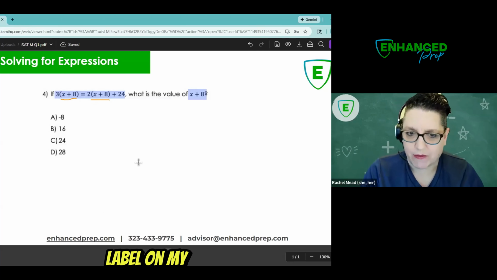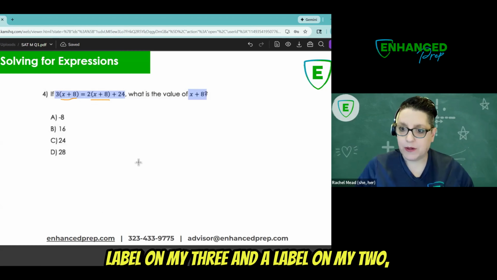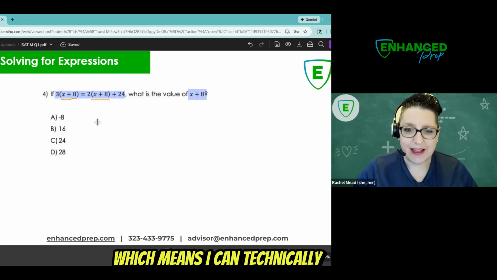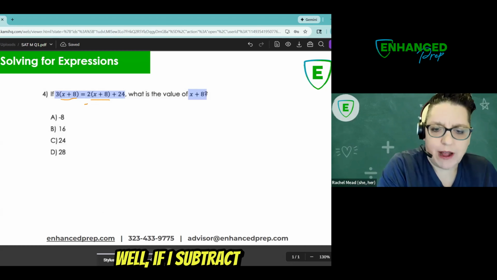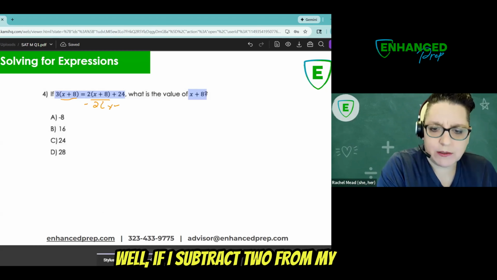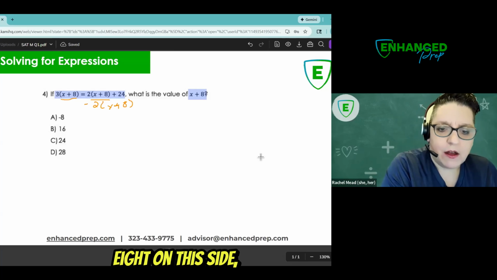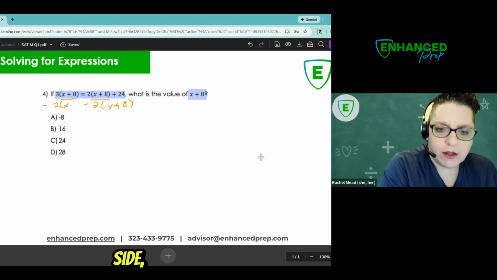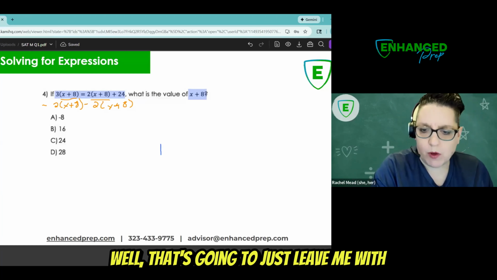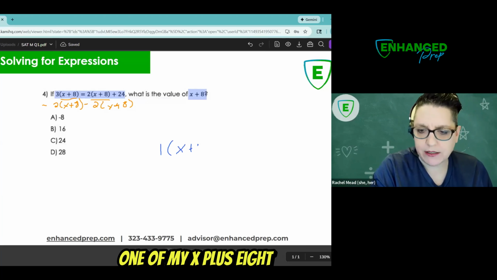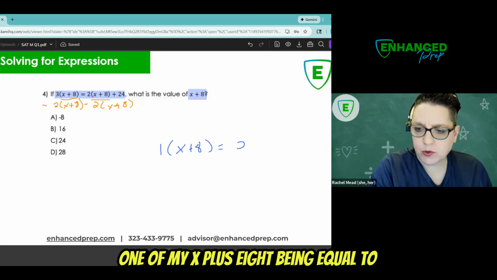So I'm going to pay attention to the fact that this x plus 8 is just a label on my 3 and a label on my 2, which means I can technically combine like terms. What does that mean? Well, if I subtract 2 from my x plus 8 on this side, also over from this side, what is that going to do for me? Well, that's going to just leave me with 1 of my x plus 8 being equal to 24.